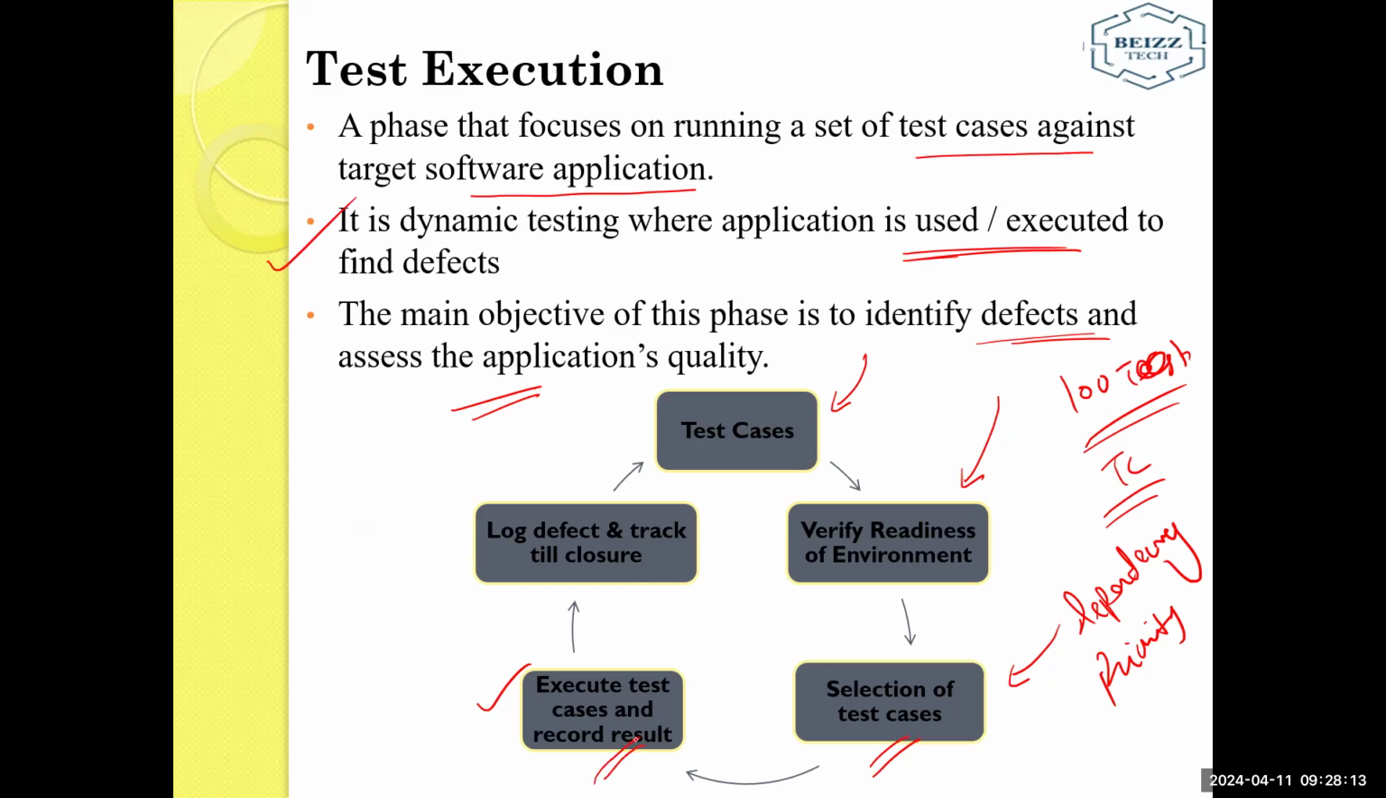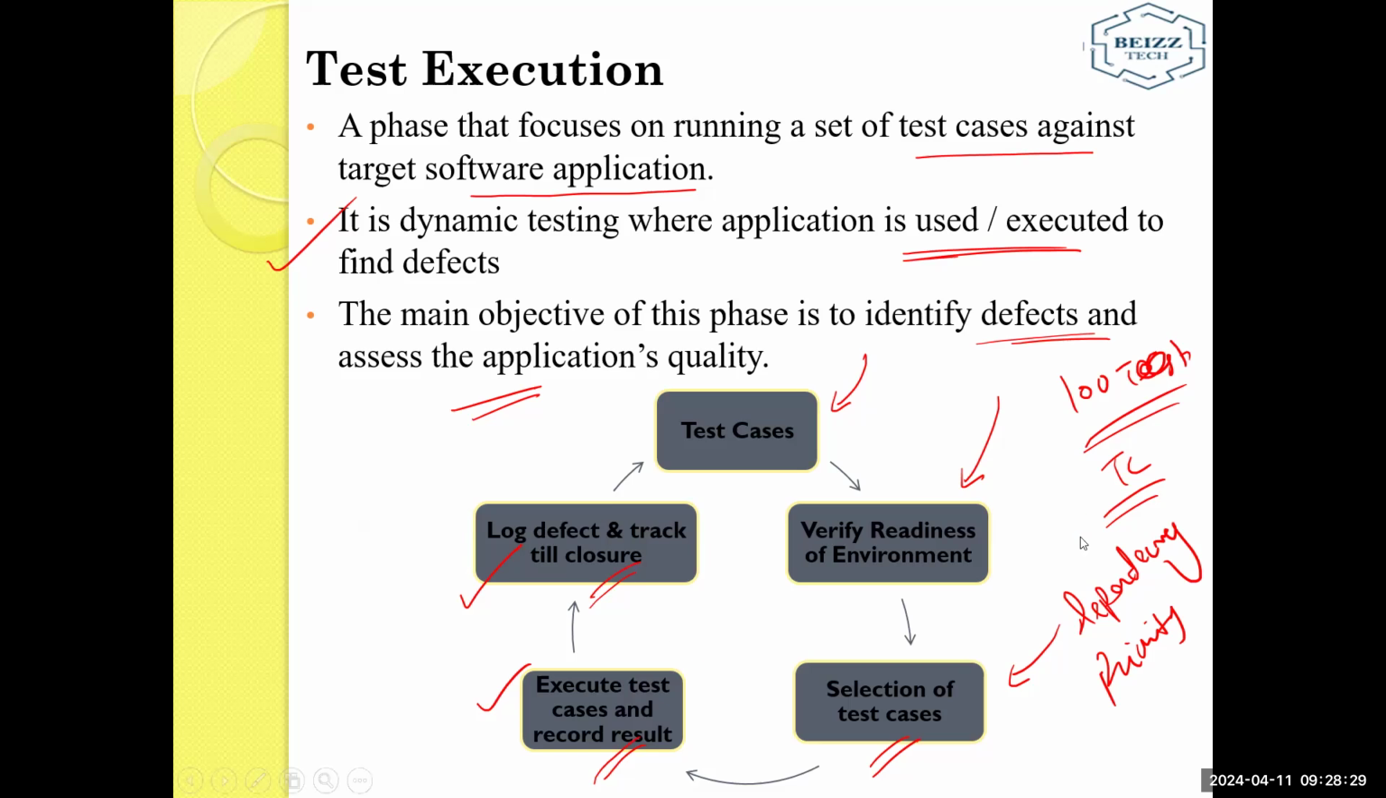And for those test cases that fail, you can prepare a defect report, and then you have to track it till closure. This is the process we follow in test execution. So it's a complete cycle.